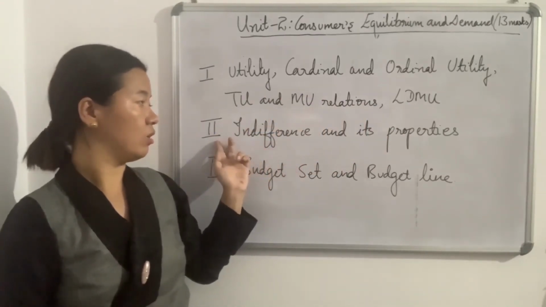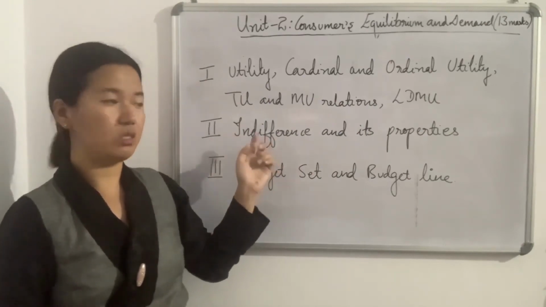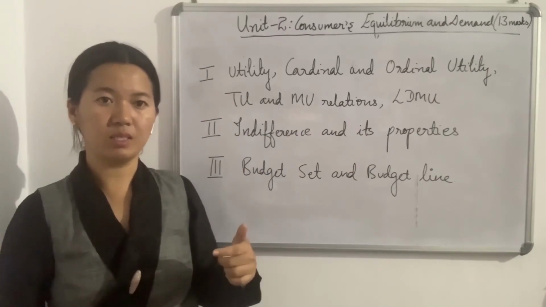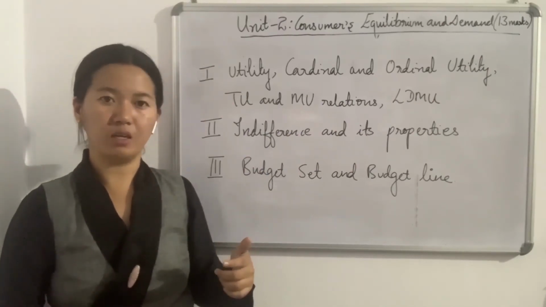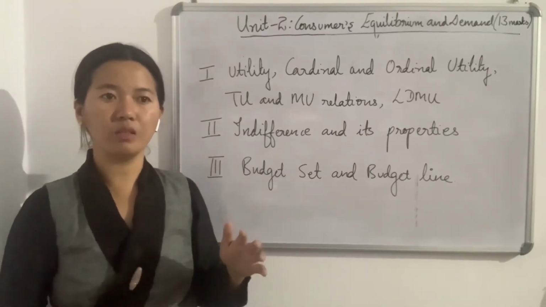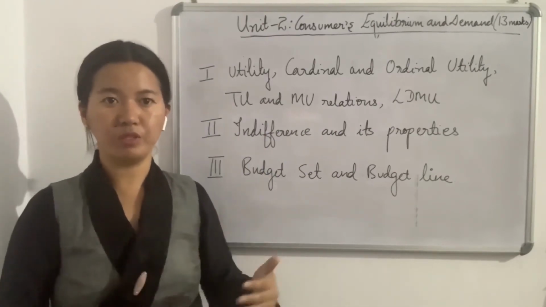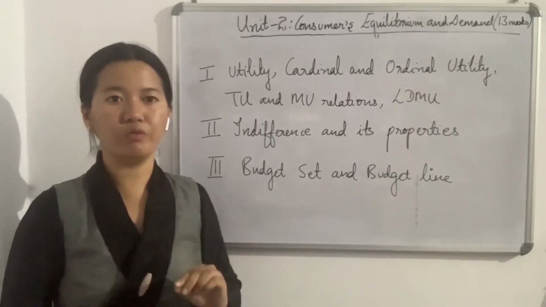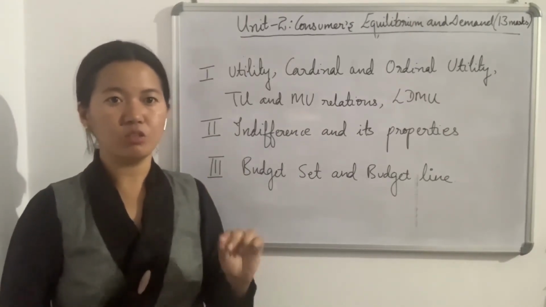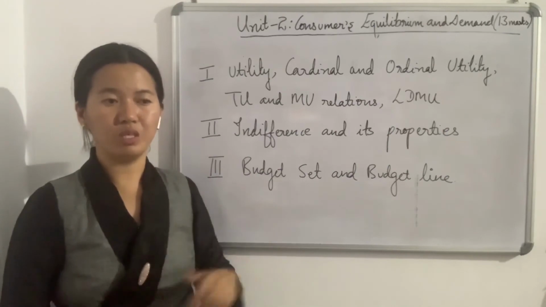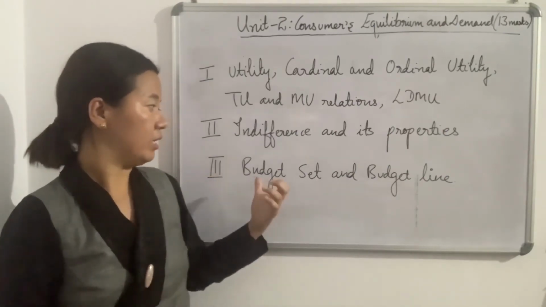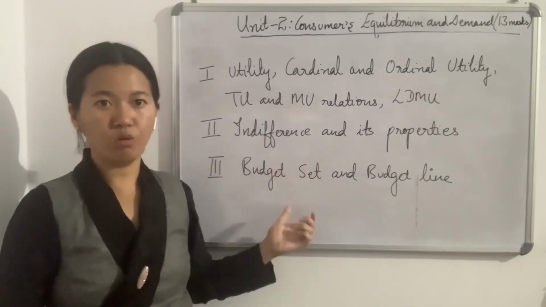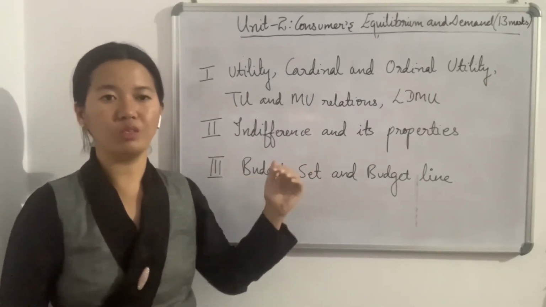And also the second point is very important, indifference curve and properties. It may come for either 3 marks or 6 marks. In economics, they will not ask to write all the properties of indifference curve. They will either give one specific property and you have to explain that property only. So in economics, you have to learn all the subpoints. And the third concept, budget set and budget line, will also come for 3, 4 or 6 marks.